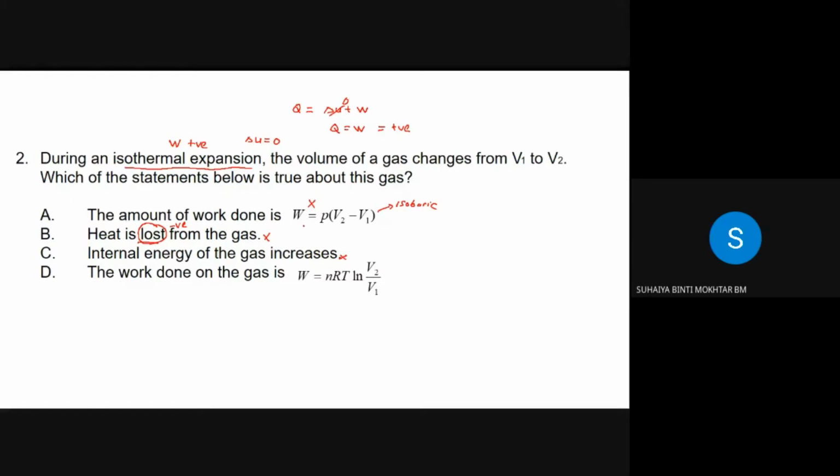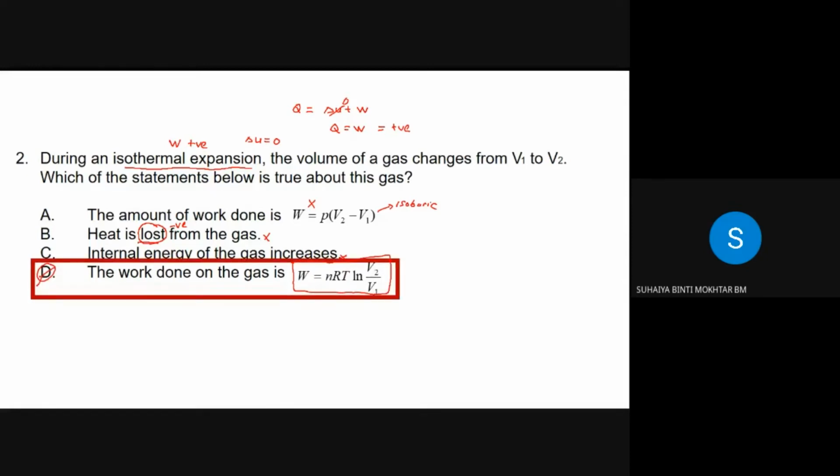And then D, work done on the gas. For isothermal, the work done is nRT ln(V2/V1), or nRT ln(P1/P2). So the best answer is D. Okay, so let's move on.